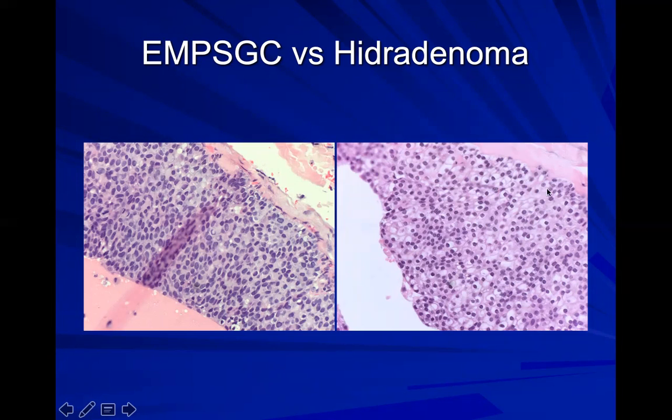Okay, so here's a hidradenoma. This is benign. You see how uniform each cell is. You can see the cell border on each. And this kind of looks similar, but the cells are jumbled on top of each other. The nuclei are a little large and a little dark. Okay?